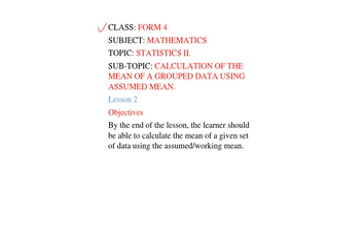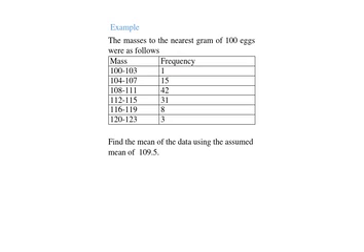This is Form 4 Mathematics Topic 2, which is Statistics 2. And in this lesson, I'm going to take you through calculation of the mean of a grouped data using assumed mean. By the end of the lesson, you should be able to calculate the mean of a given set of data using the assumed mean or working mean given.